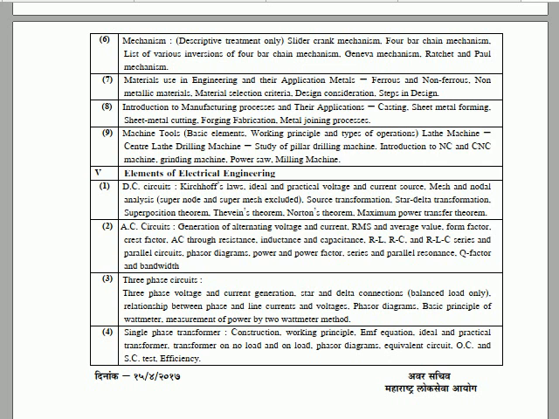The last chapter will be single phase transformer, which covers construction, working principle, EMF equation, ideal and practical transformer, no load, phasor diagram, equivalent circuit, OC, SC, efficiency, and etc.